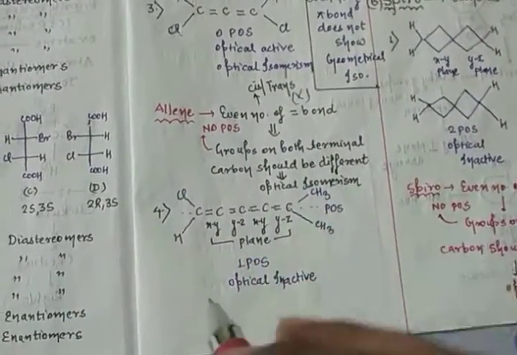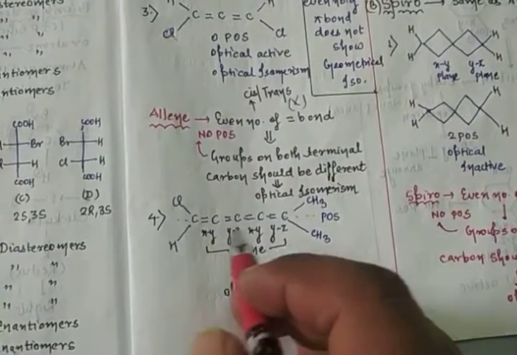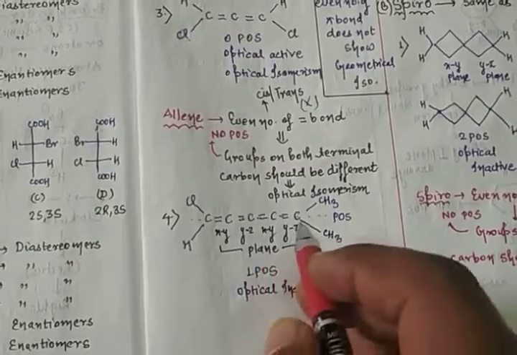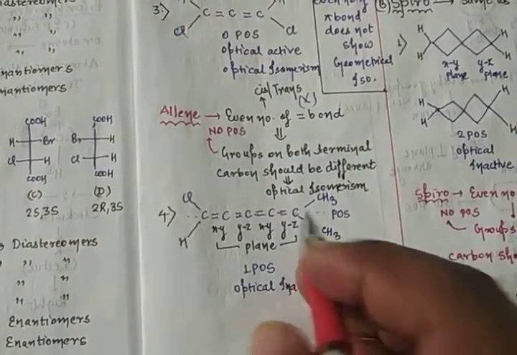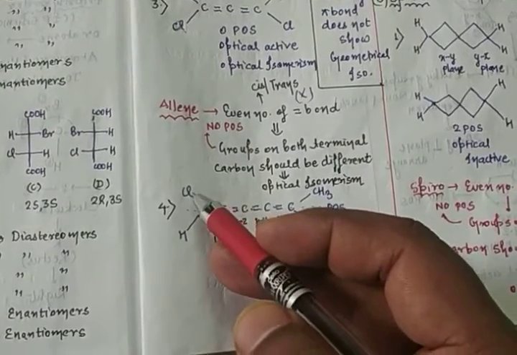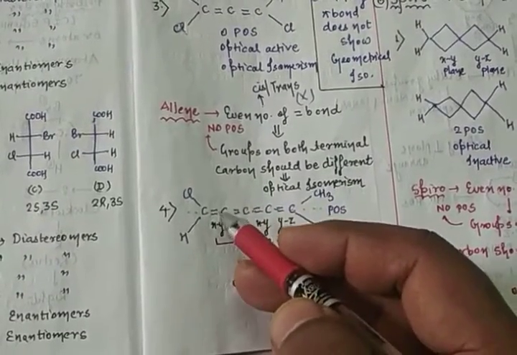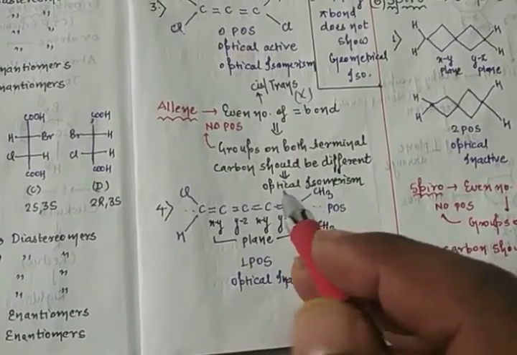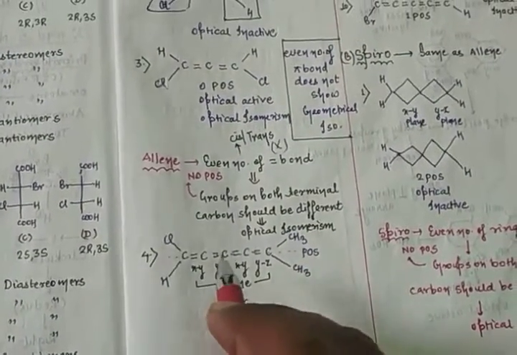Now in this case there is a fourth example. Here there are four consecutive double bonds, again an even number. In this case it is xy plane, yz, xy, yz. Now just check, this is a very important example.